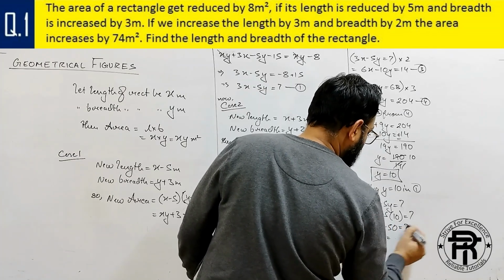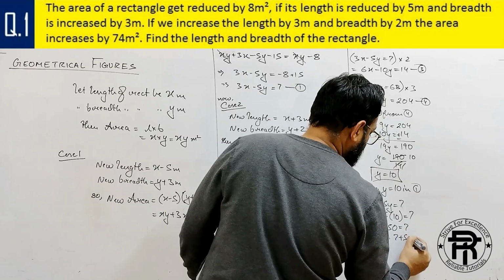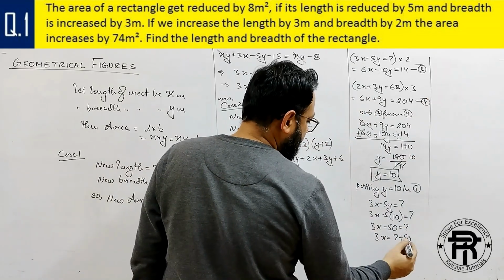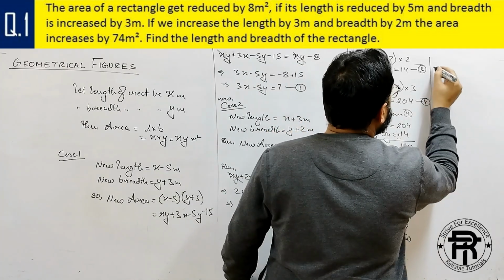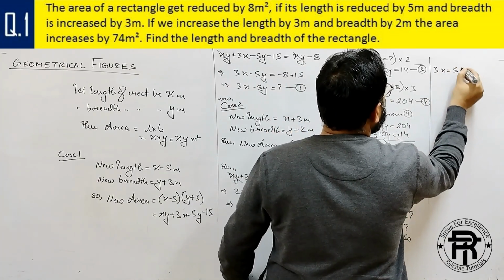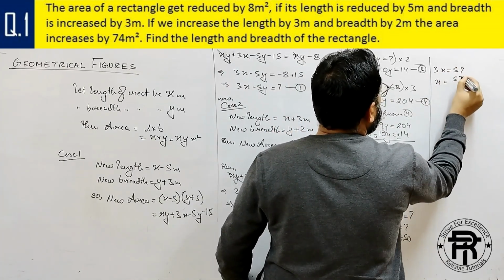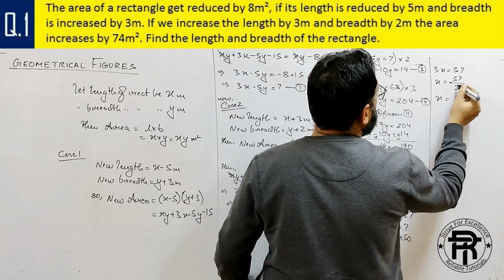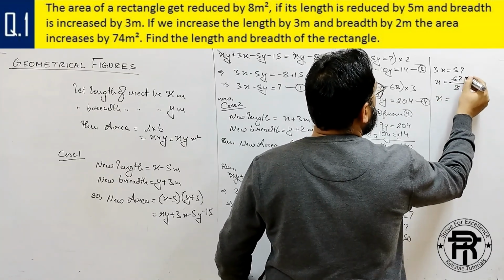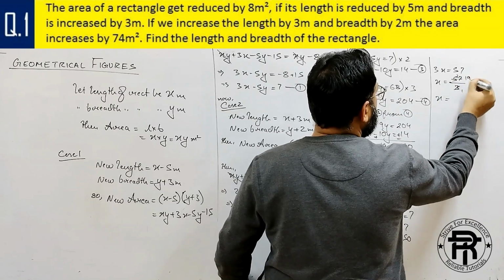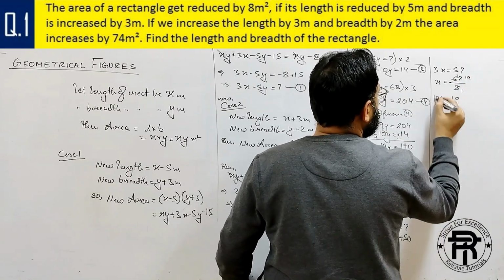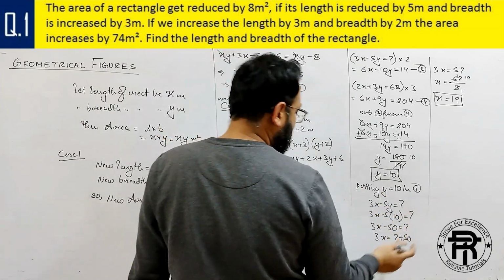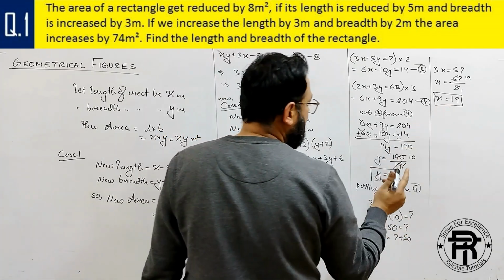3x is equals to 7 plus 50, transposing 50 to that side. 3x is equals to 57. X is equals to 57 upon 3. X is equals to 19. That's it. So both values have come: x is equals to 19 and y is equals to 10.